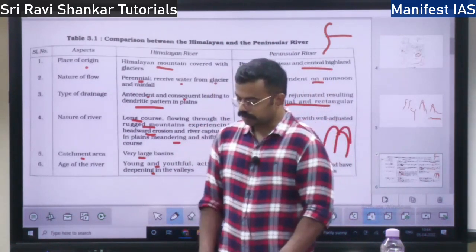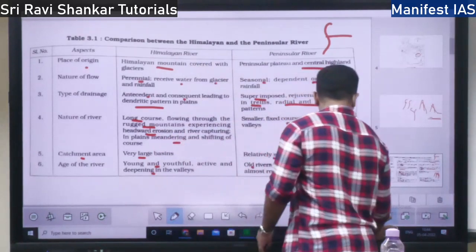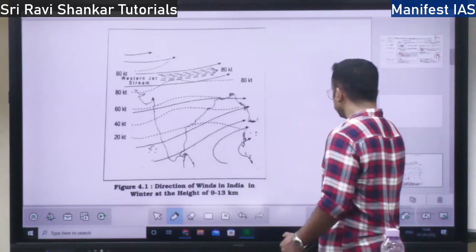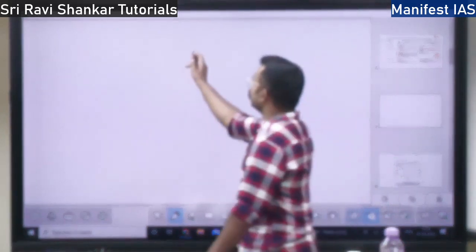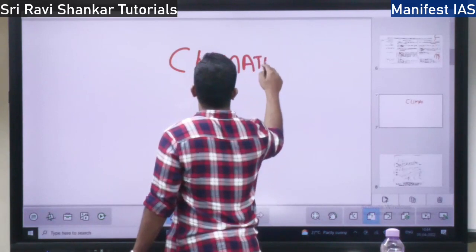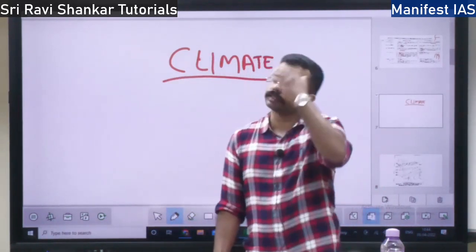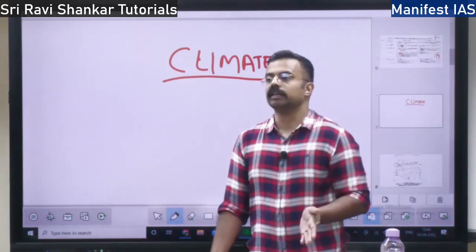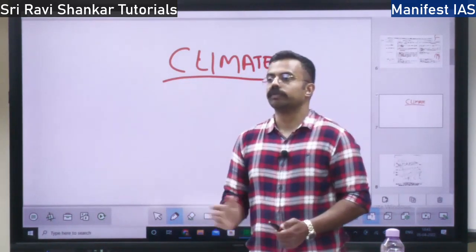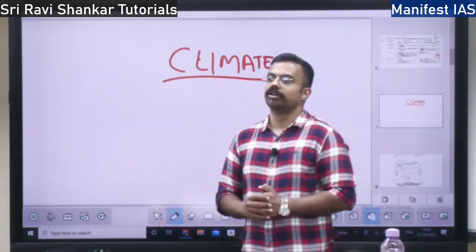So this concludes the concept of rivers in India. Next, we will talk about the climate in India. Climate is the new chapter. So what is climate? First we need to discuss the difference between weather and climate. Weather is short-term change over a period of days or weeks.